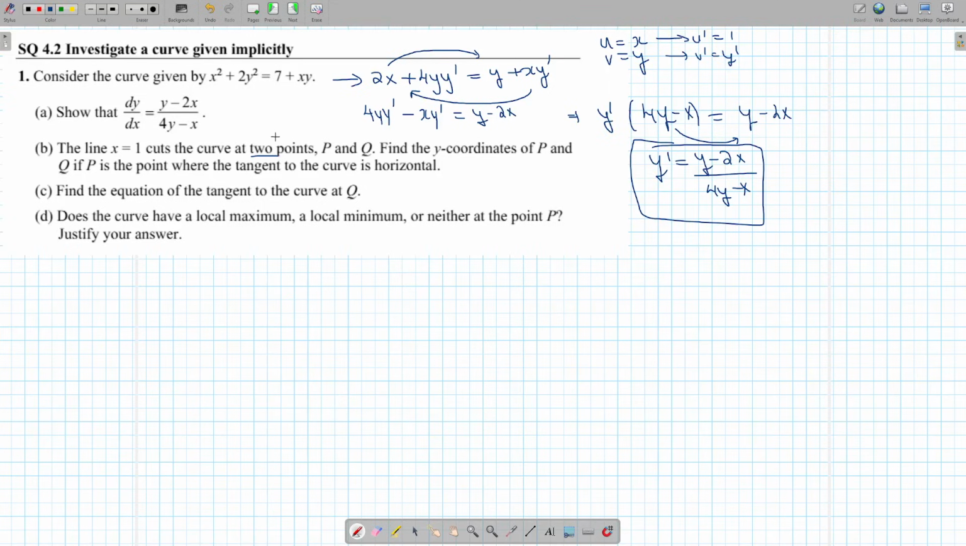So how do we find them? We need to find their y coordinates. To find it, we simply substitute x equals 1 into x squared plus 2y squared equals 7 plus xy. So I'm going to put part B. Let's substitute x equals 1, right? Because we want to know what are the 2 points.